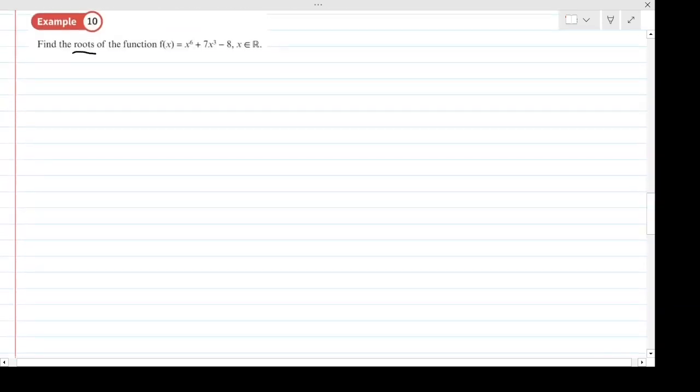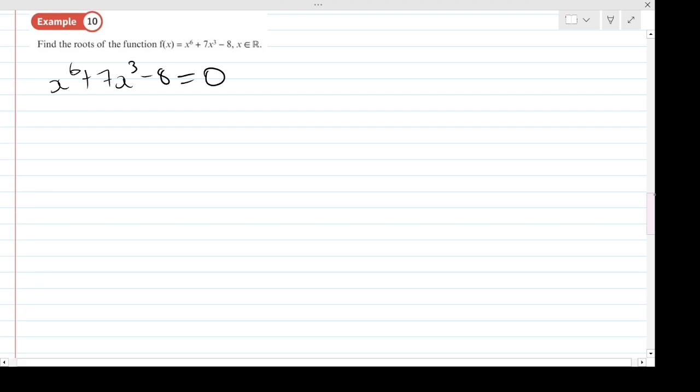It's asking to find the roots of this function. So again, going back to last time, the roots are when the function equals 0. So our function's x to the 6 plus 7x cubed minus 8. That has to equal 0. And so we need to solve it to find the roots. Okay, but actually, how do we solve this? Well, it's not quadratic explicitly.